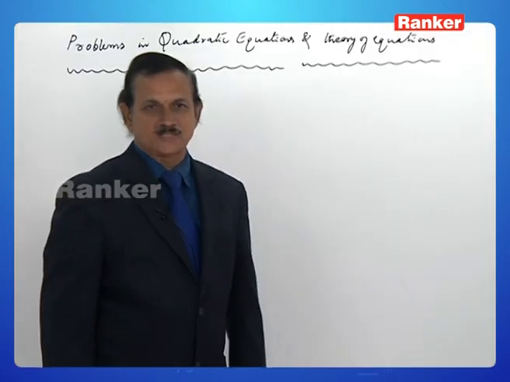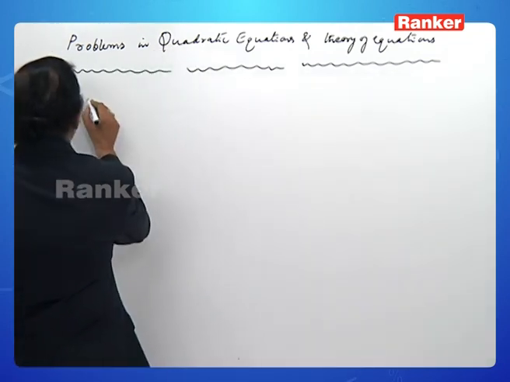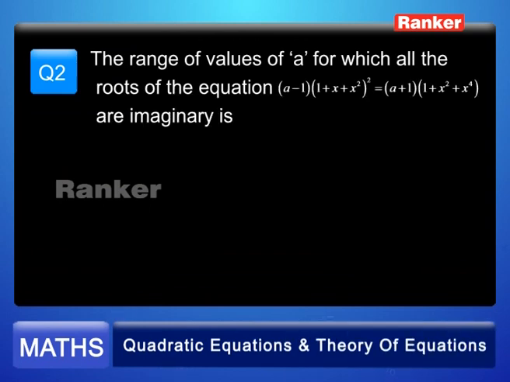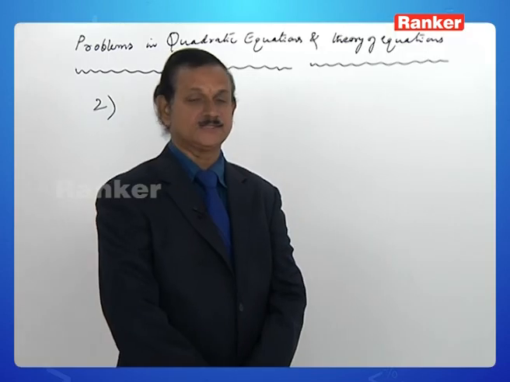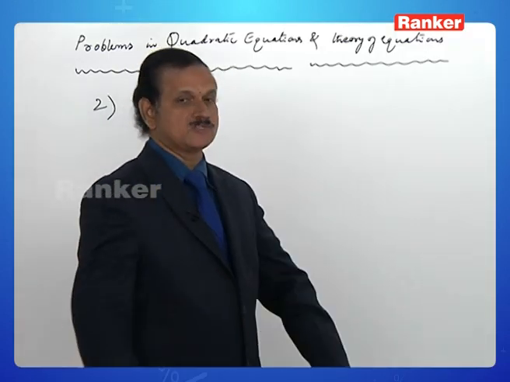Let us look at the next question, that is question number 2. The range of the values of a for which all the roots of the equation (a minus 1) into (1 plus x square) whole square is equal to (a plus 1) into (1 plus x square plus x power 4) are imaginary is. He has given us a lengthier equation and he wishes the roots of that equation to be imaginary.